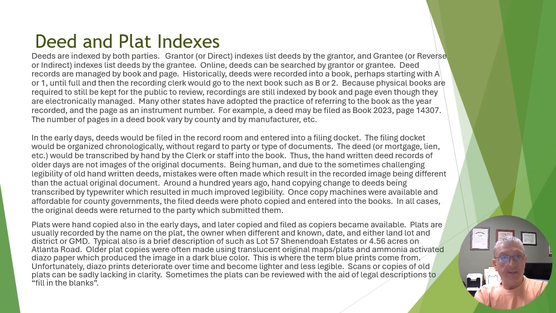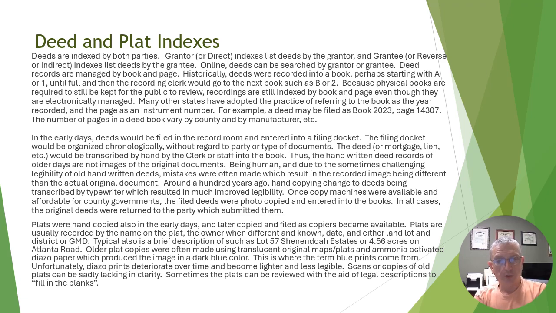So deed and plat indexes: deeds are indexed by both parties, the grantor and grantee. The grantors are also known as the direct books. In some counties, the older books, instead of saying grantor, will say direct, or index to direct, or direct parties. And the other side, the grantee, are called the reverse or indirect books. So when you're online in a searchable index, you can search by grantor or by grantee, usually by name or entity, corporation, government name, etc.